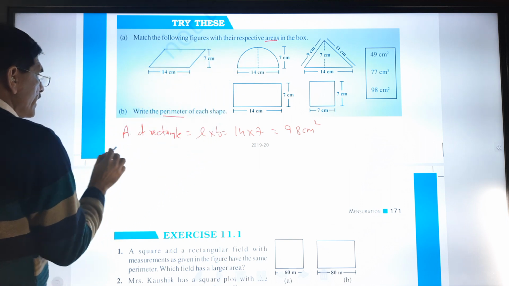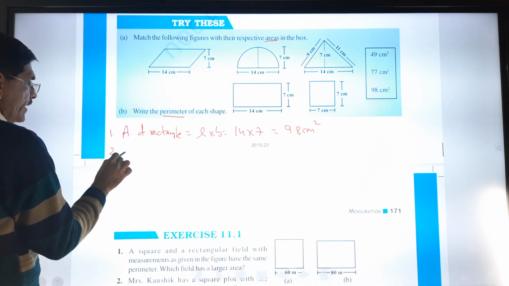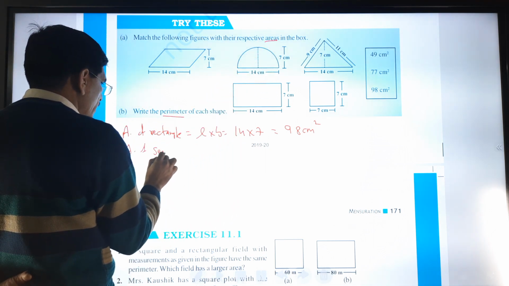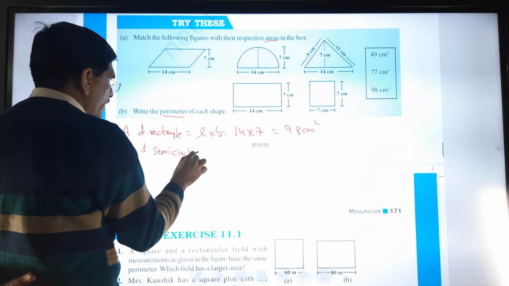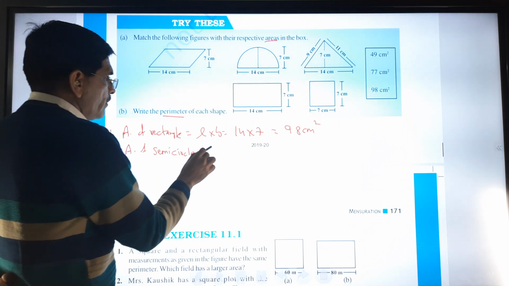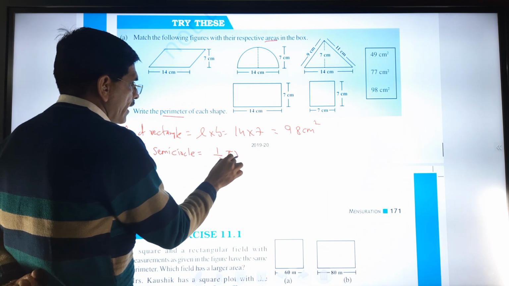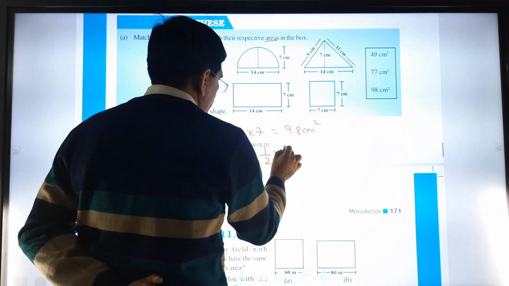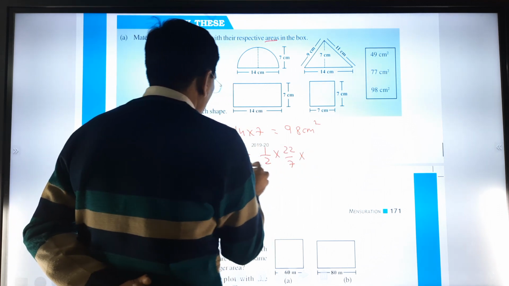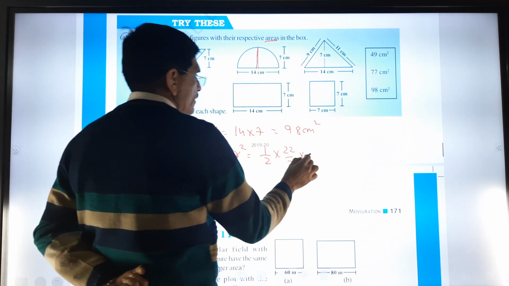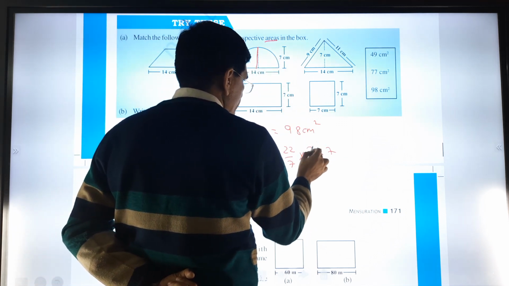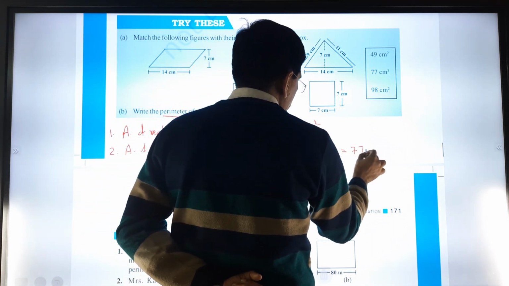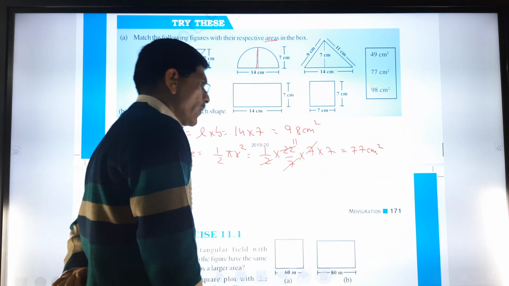Now second, that is the circle. Second, area of a half circle, so we can say semicircle. Area of semicircle, so 1 by 2 pi r square. So 1 by 2 pi, that is 22 by 7. R, here it is radius, that is given 7 into 7. This 7 7 cut, 2 11s are. So answer is 77 centimeter square.